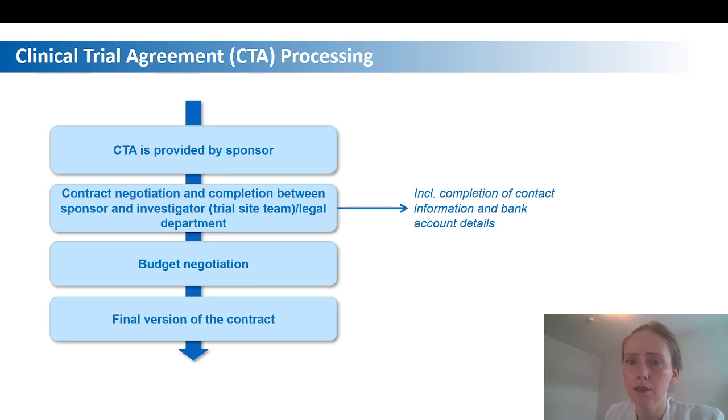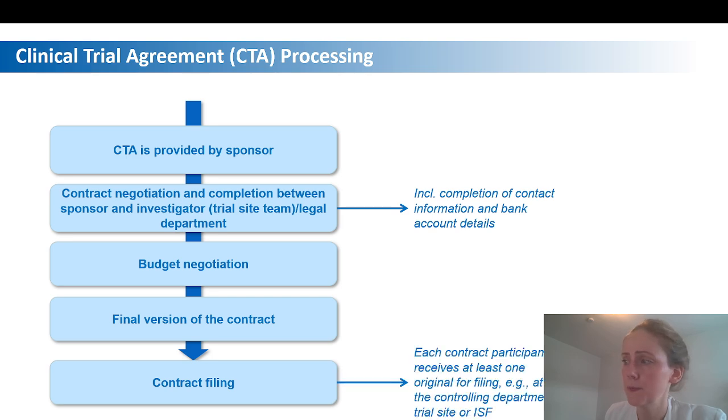In some cases, the finalized CTA may need to be submitted to the IRB as part of the overall trial approval process. That is another point why it is very important that the contract negotiations get started quickly.